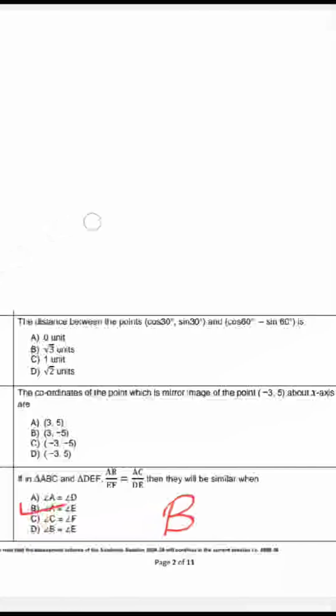Now the next question, number 10. See how we solve question number 10 here. If triangle ABC is similar to triangle PQR, then the perimeter of triangle PQR in centimeter. Okay, this question is saying that triangle ABC is similar to triangle PQR. So what is the perimeter of triangle ABC?